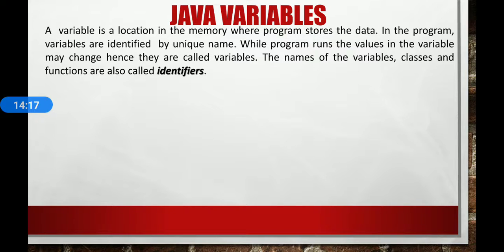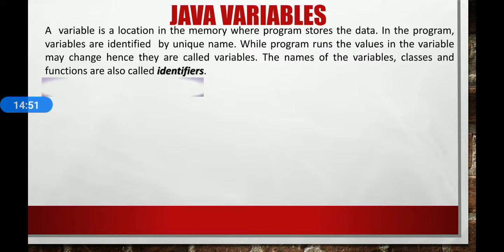Next one, Java variables. Programs store the data of the running program in the memory. Such memory locations are identified as variables. A variable is a location in the memory where the program stores the data. In the program, variables are identified by unique names. While the program runs, the value in the variable may change, hence they are called variables. The names of variables, classes and functions are also called identifiers.